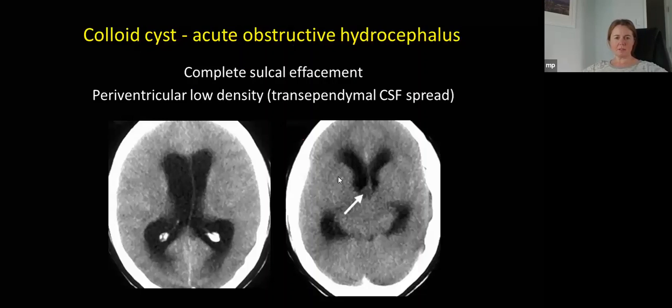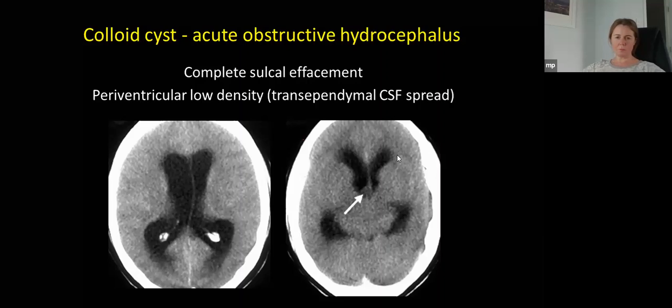So on the other hand, this is a colloid cyst, much more difficult to see, but in this patient, again, the third ventricle was not enlarged. So you really need to be looking for something in the third ventricle or anterior third ventricle, which is causing the ventricular enlargement. Again, a bit asymmetric, so the right lateral ventricle is bigger than the left here. The sulci are completely effaced in this patient, even at the vertex, and there is periventricular low density.